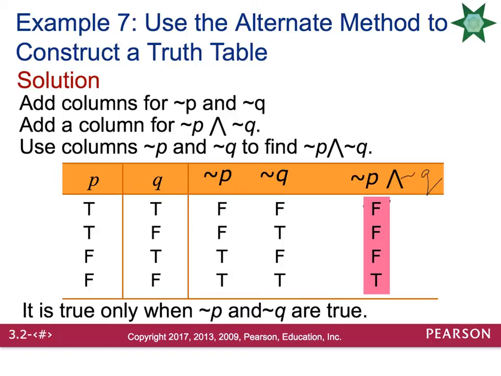Okay, and so we take those 2 columns and we take the and of those 2. So negation P and negation Q. Now remember, that's only true when they're both true. So false, false gives us false. False, true gives us false. True, false gives us false. And then the only one that would give us true is the true, true. So this statement here, negation P and negation Q, is only true when both P and Q are false. Okay? Or when both negation P and negation Q are true.